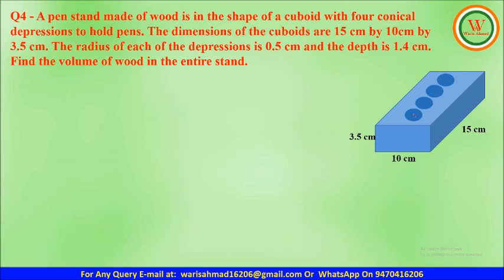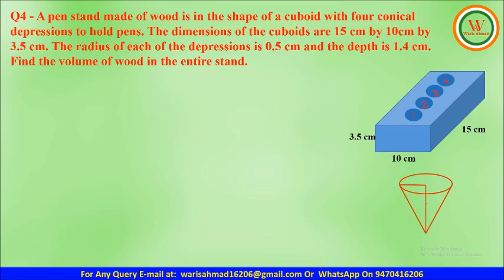The first depression is this one, this is the second depression, this is the third depression, and this is the fourth depression. Here each depression is in the shape of a cone. So here we can consider one cone. We have the same type of cone in this depression. Here the dimension of this cone is also given.